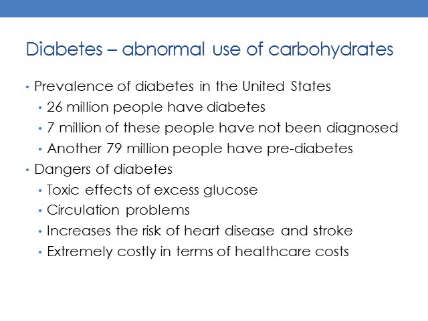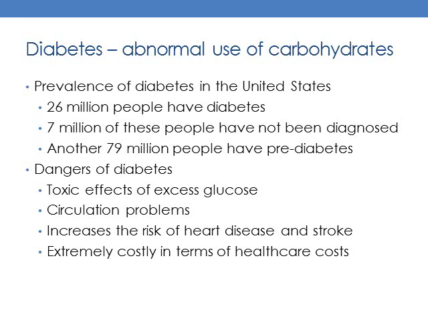Our last topic in this segment is diabetes. So the prevalence of diabetes has increased in the United States. Over 26 million people have diabetes, and another 79 million people have pre-diabetes. And a lot of these people may not know. There are a lot of dangers of diabetes. It's very costly in terms of healthcare.